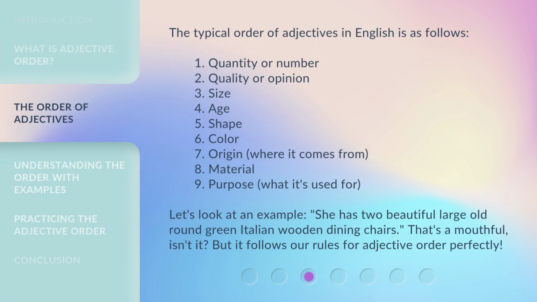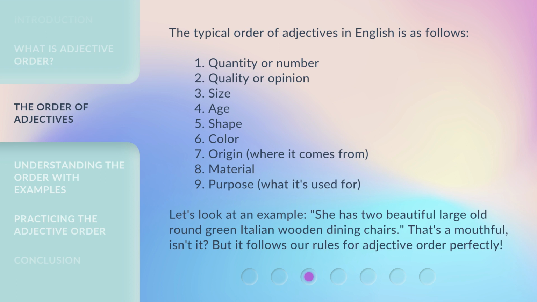The typical order of adjectives in English is as follows. 1. Quantity or number. 2. Quality or opinion. 3. Size. 4. Age. 5. Shape. 6. Color. 7. Origin, where it comes from. 8. Material. 9. Purpose, what it's used for.